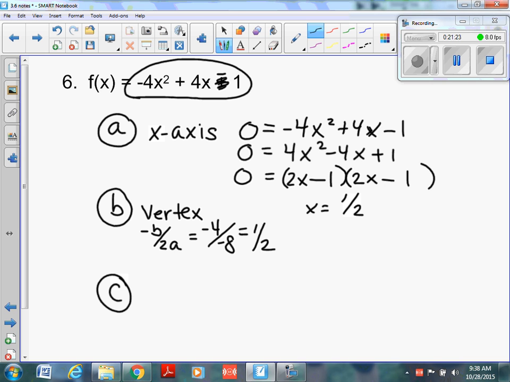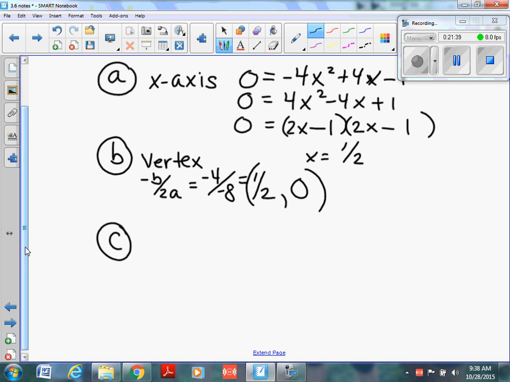How do you find the rest of the vertex? Just speeding this up. All you do is you plug this back up into the equation, correct? And you get 0. Imagine that, right? Why would you get 0? Because you'll find out. See? You graph it.